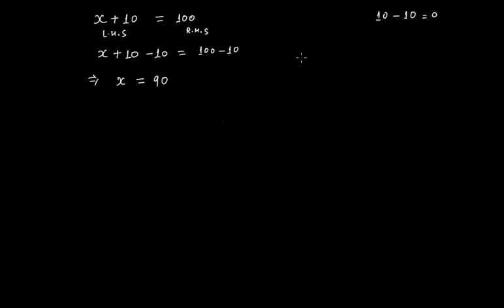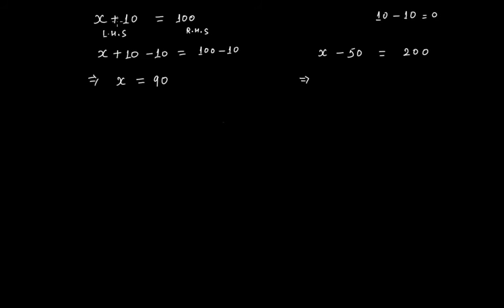Suppose it was, let's take this time, x minus 50 is equal to 200. x minus 50 is equal to 200. Now you have to find the value of x. What would you do? Same thing. If I want that on the left hand side I should only have the variable x so that I can solve this equation for x, then what will you do?